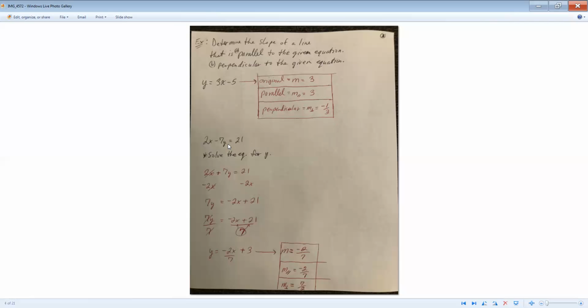The next one, 2x minus 7y equals 21. First, I will solve the equation for y so it can be in slope-intercept form. So subtract 2x from both sides, then divide by -7. That leaves me with y equals 2 over 7x minus 3. So my slope here is 2 over 7. A line that's parallel to this equation will have a slope of 2 over 7 as well, but a line that's perpendicular to this equation will have the slope of negative 7 over 2.